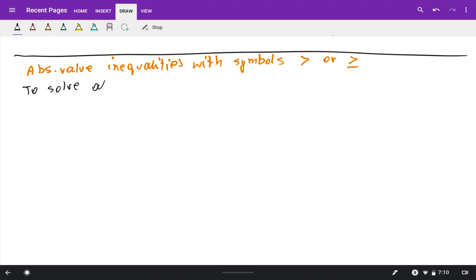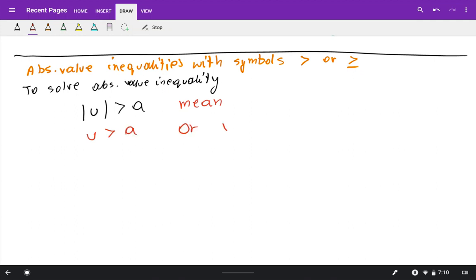So to solve the absolute value inequality, which looks like this, absolute value of u is greater than a, this is what that means. That means that u is greater than a or u is less than -a.